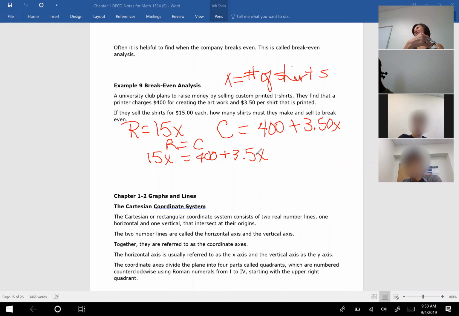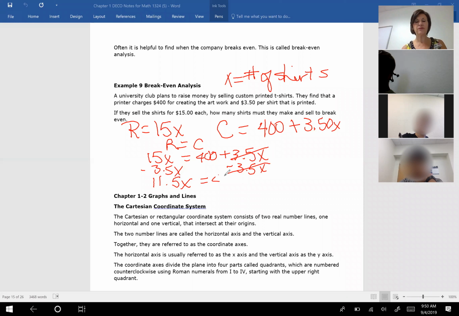Well, if I look on the left side, I only have one thing there. On the right side, I have 2 terms, but they're not like terms. So Lisa's saying, let's get the x's together, right? And to get the x's together, I'm going to do what to both sides? Excellent, minus 3.5x. So what is 15 minus 3.5? 11.5x is equal to 400.